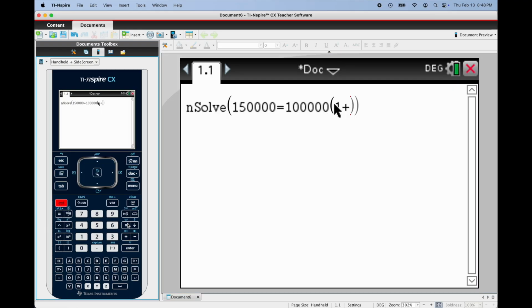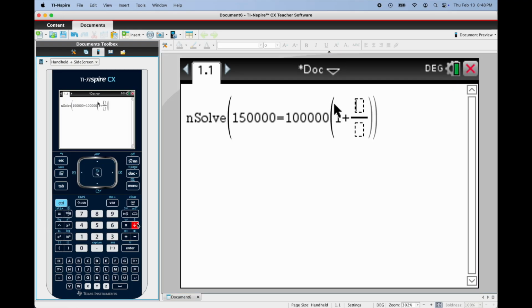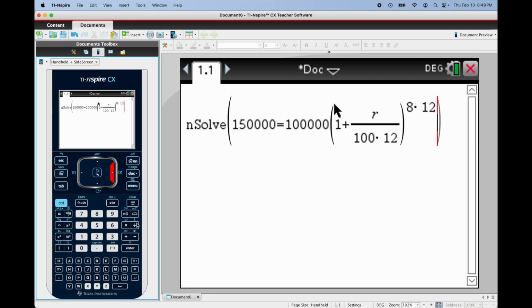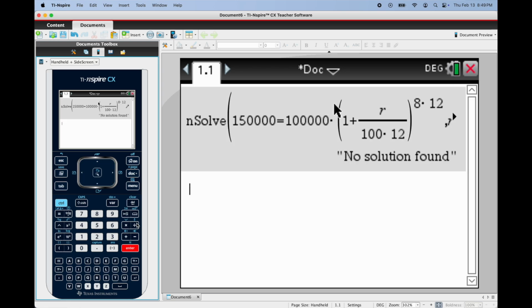Alright. R, we don't actually know what this is. We called it I before. I is actually an important value in mathematics, so I'm just going to write it as R here. I don't want the calculator to potentially get confused. 8 times 12. Okay. And then we have to say, what are we looking for? We're looking to find R.